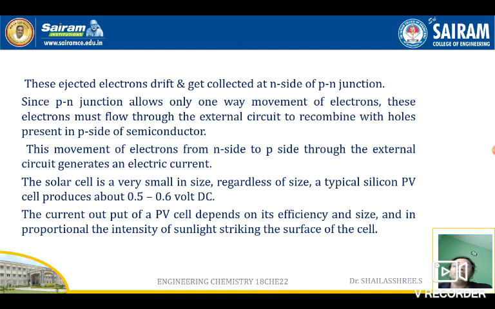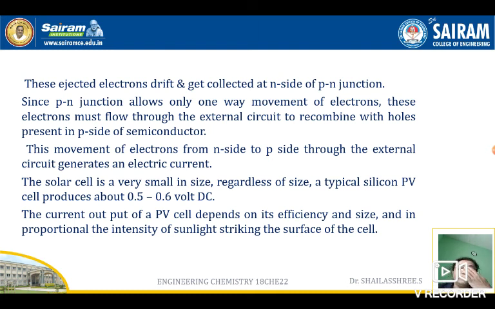When this solar energy falls on the PN junction, electron hole pairs are generated. Since the PN junction allows only one way movement of the electrons, these electrons must flow through the external circuit to recombine with the holes present in the p-type semiconductor. This movement of electrons from the N side to the P side through the external circuit generates the electric current.